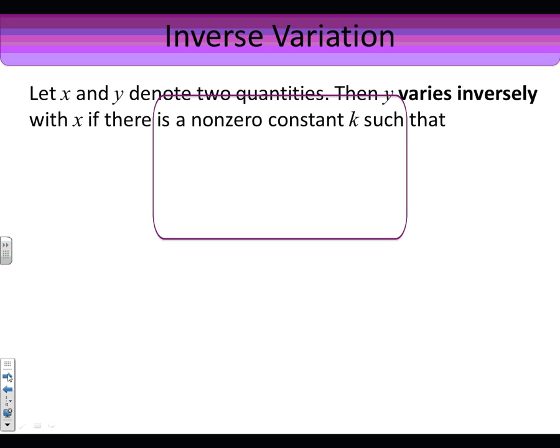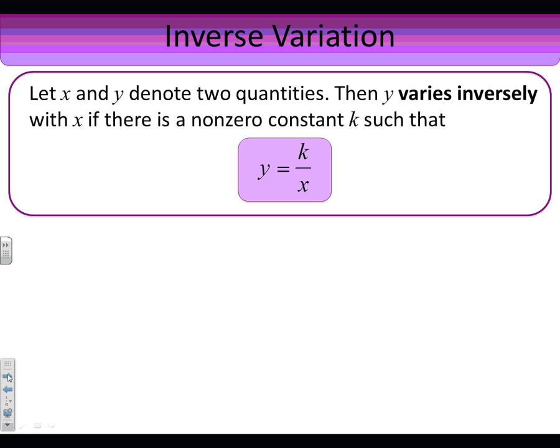Okay, so inverse variation. Write down this definition. Let x and y denote two quantities. So again, we'll just have two values, two quantities. Could be anything. And we'll actually look at some actual instances of quantities that have real-world application. So if we have x and y denoting two quantities, then y varies inversely with x if there's a non-zero constant k such that y equals k over x.